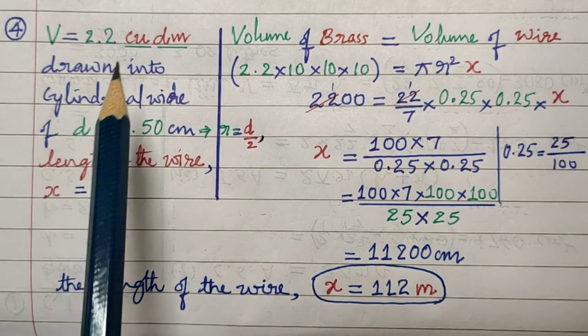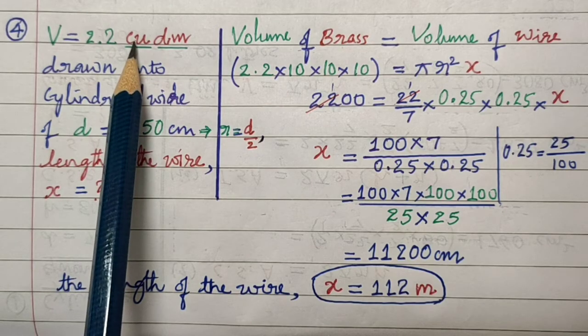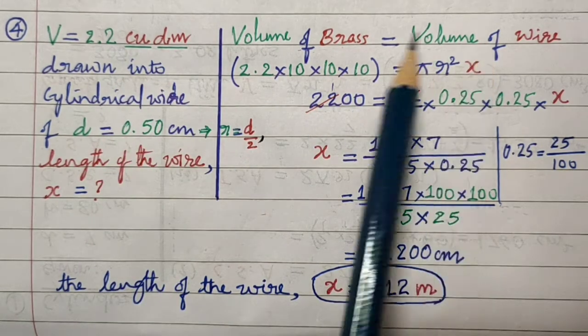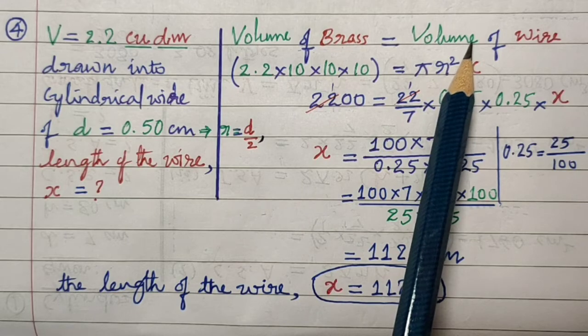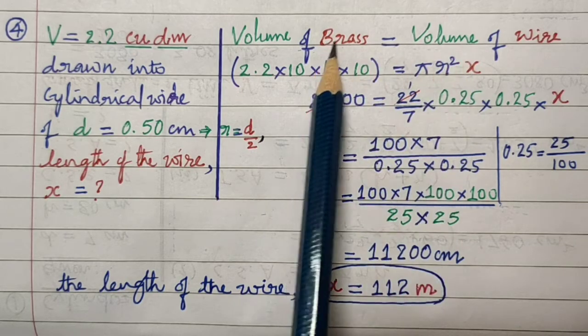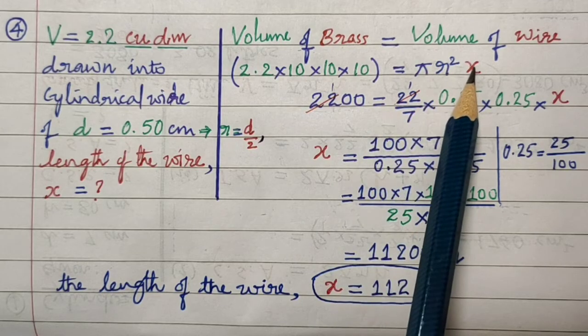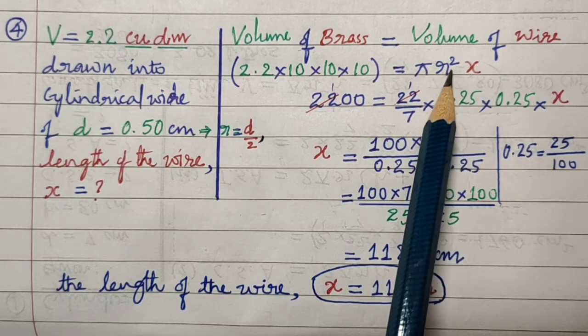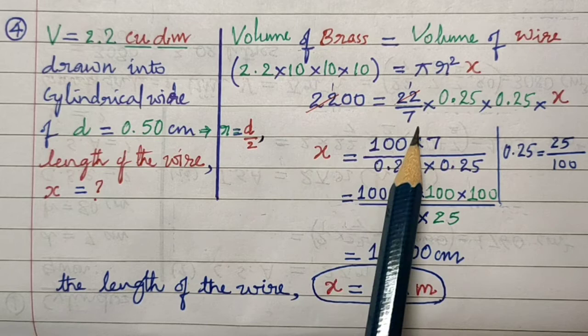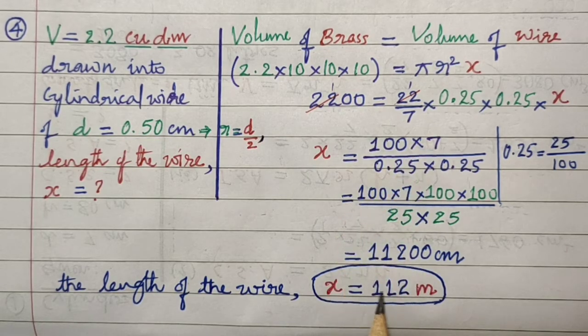Here we are only changing the volume, which was a block, into a wire. Therefore, the volumes are going to remain the same. Then we can equate. Once you equate, the rest will become easy. This is the length which we need to find out. Substitute the values. Do it in a proper way. You will get it very easily.